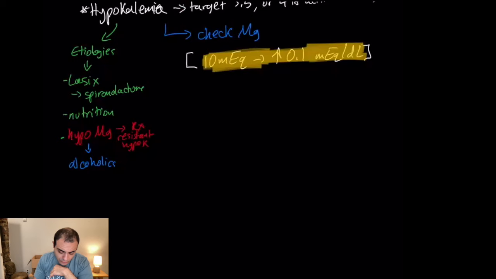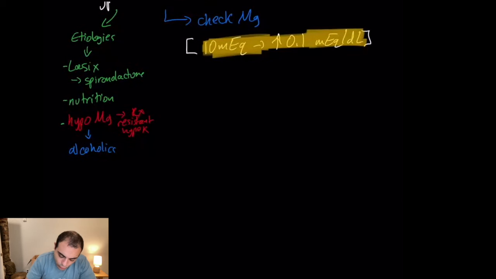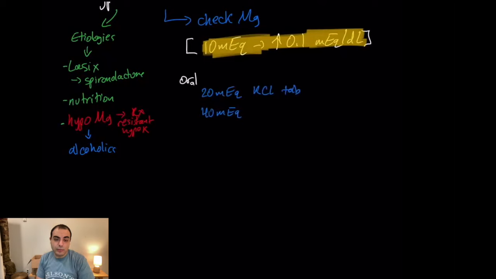The other question is, how can you give it? I'll give you the formulations. Usually you have either an oral formulation or an IV formulation. Let's start with the oral. Oral formulation is usually potassium chloride. Potassium chloride comes in a 20 milliequivalent KCl tablet or a 40 milliequivalent KCl tab. These are the options.